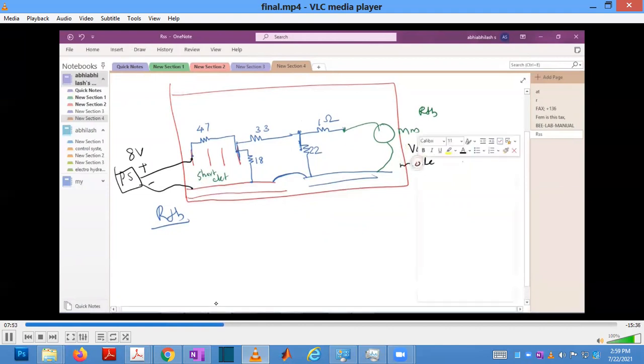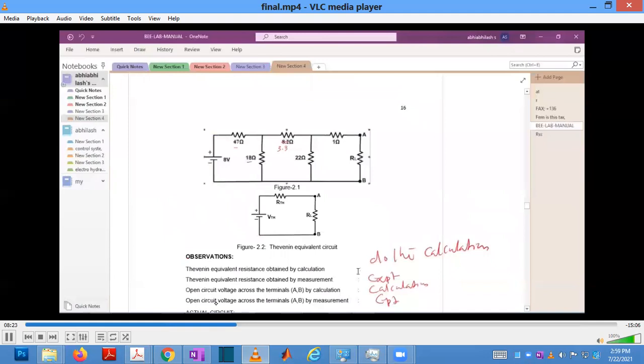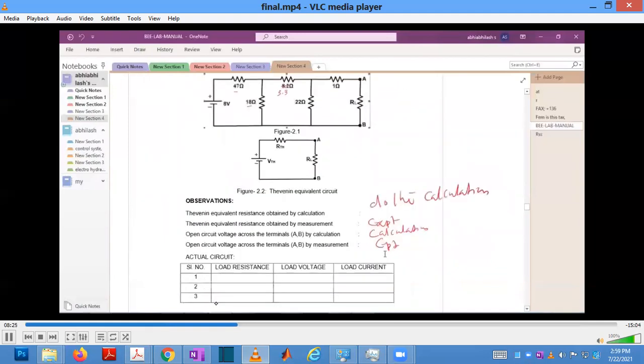Now you have to do the load. You use different load resistances, measure the voltage and current, and fill the tabular column. That is the procedure. Then you have to do the equivalent circuit verification. From this point you will get VTH and RTH, and you have to change the resistance and find out the current and voltage. Use a 3-volt load resistance and find out the voltage and the current.